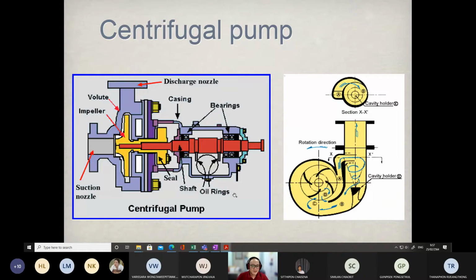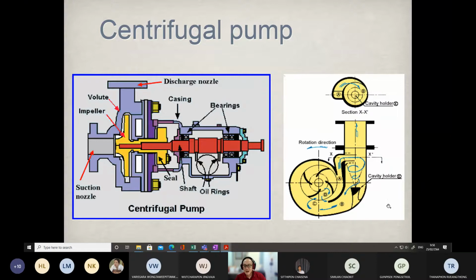This is a picture of the centrifugal pump. Basically, you see the pump consists of many parts. The major parts of the centrifugal pump are basically the motor, here. The motor we use to drive the impeller. The impeller is installed inside the casing. If we cut these sections, you find something like this.